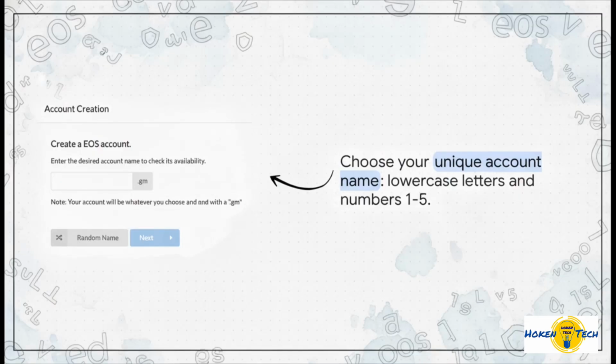Okay, this is the fun part. You get to pick your own unique account name. Now, there are a couple of little rules to follow. It has to be all lowercase letters, and if you use numbers, it can only be the numbers 1 through 5. And here's a cool little quirk. Every account made this way automatically ends with .gm.